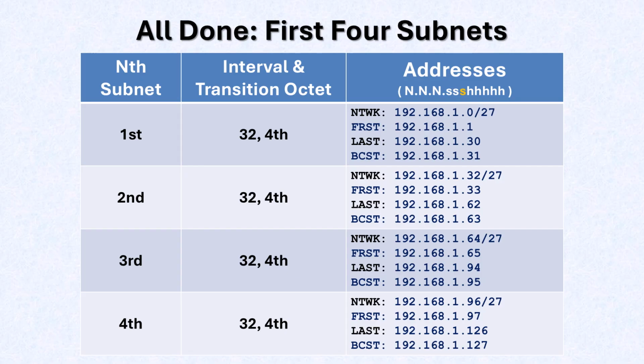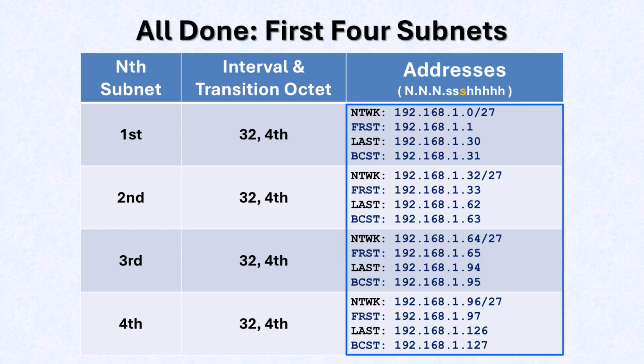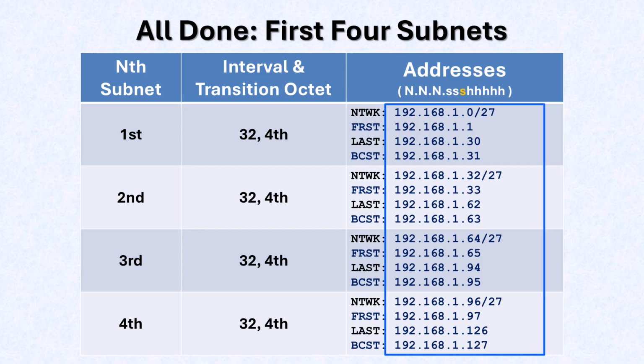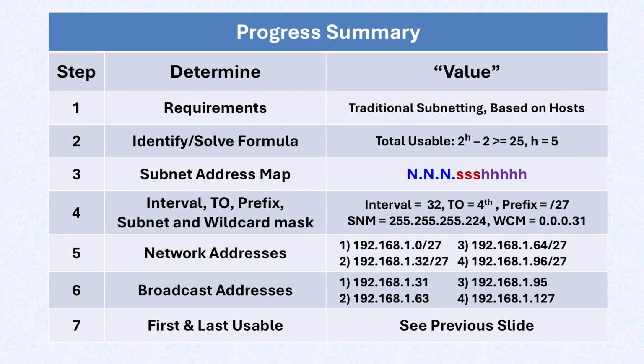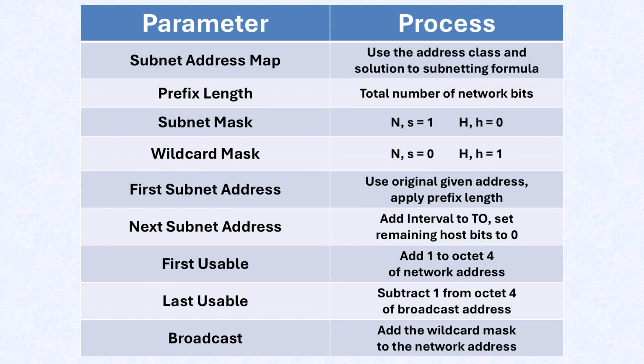We are all done. These are the first 4 subnets. Notice how all the addresses run sequentially in increasing order. This table summarizes the process of obtaining the noted parameters.